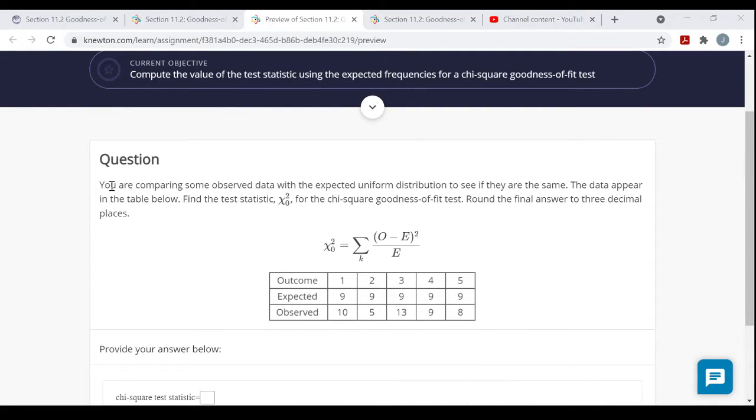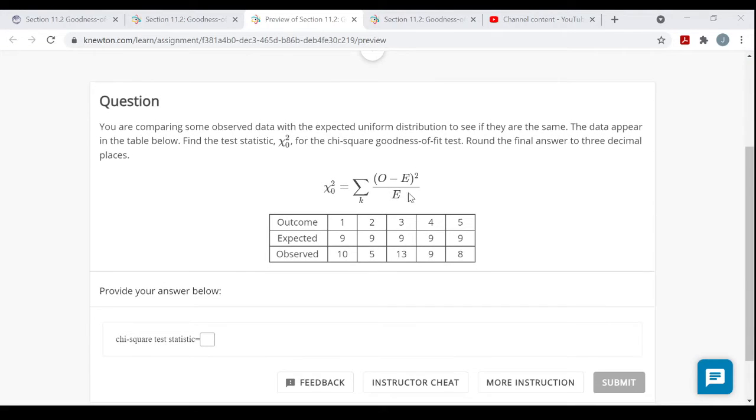So here you are comparing some observed data with the expected uniform distribution to see if they are the same. Do the observed data fit a uniform distribution? The data appear in the table below. Find the test statistic, the chi-squared sub 0, for the chi-square goodness of fit test. Round your answer to 3 decimal places. I'm going to write this out on a piece of paper, and we'll go over this calculation.